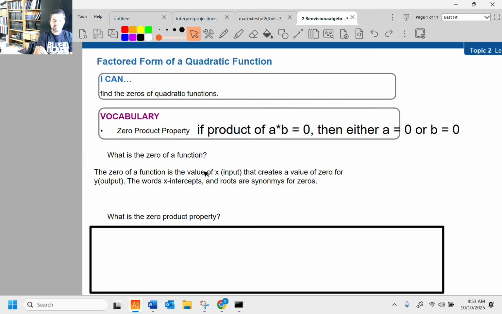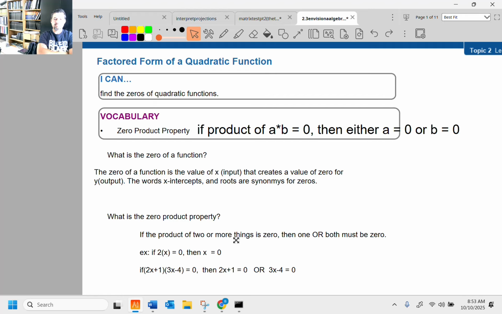And of course, I've already defined the zero product property, but there it is again with an example. So if the product of two or more things is 0, then one or both or all must be 0. And here we have an example. If 2 times x is 0, then x must be a 0, right? Here's how we commonly use it.